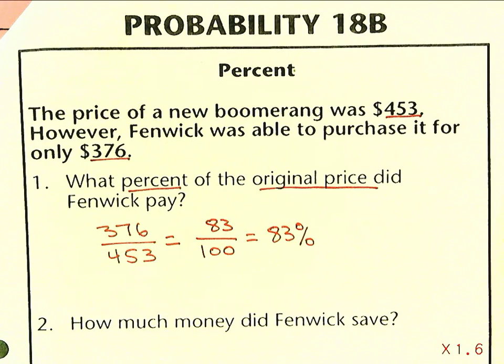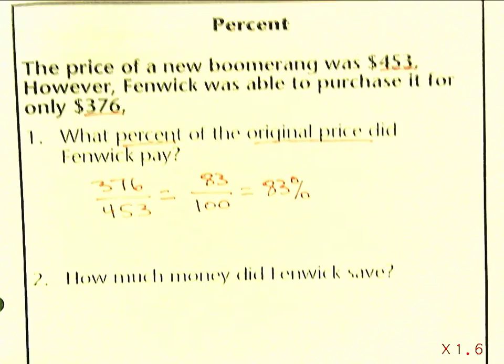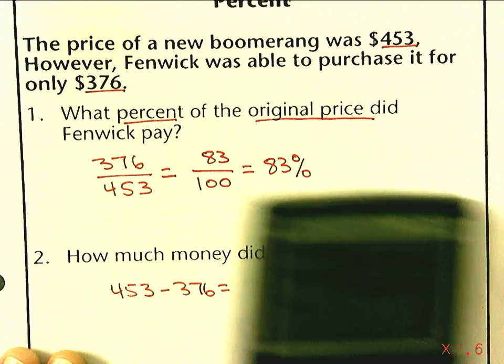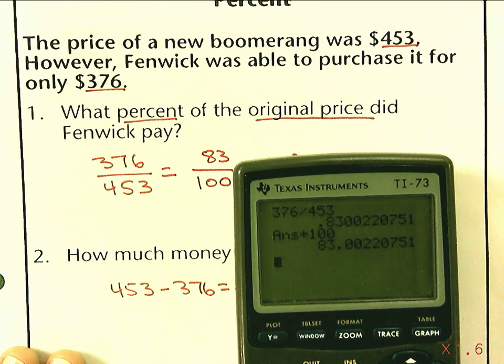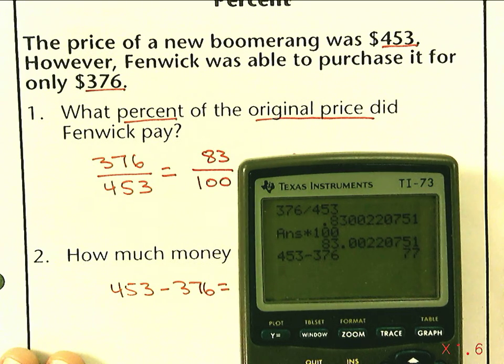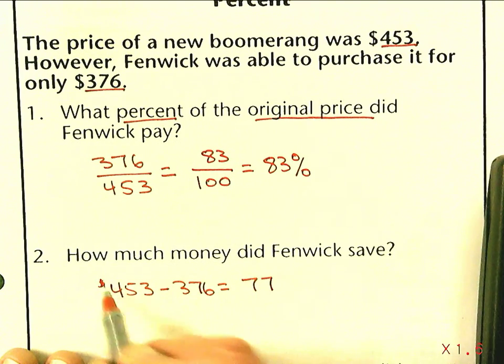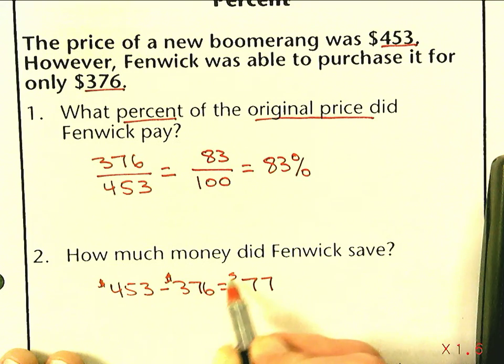Now, if we want to simply ask how much money did Fenwick save, we're just going to subtract the 376 from the 453, so we can get the actual amount, 453 minus 376, and we get the $77 that Fenwick saved. So that's 77. These are all dollars, so I'm going to put dollar signs in just to remind me that that's money.